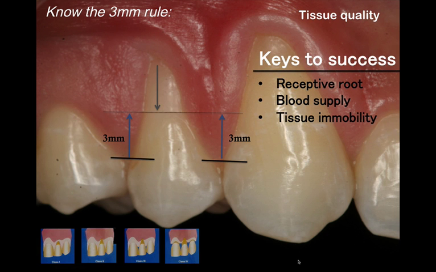So when you know the 3 millimeter rule and you take into account the tissue quality, you understand Miller's classification, and you know the keys to success and making sure that the roots that you're treating are receptive, are ready to receive a new tissue, when there's good blood supply, and all in all the tissue is immobile, you will have great success with root coverage. So understanding this is in many ways much more important than the technical aspect of how to do it.